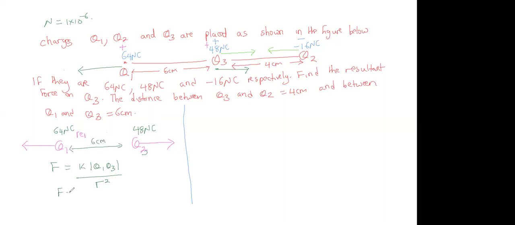So what am I going to do? I will say F is equal to K, which is 9 × 10^9, times Q1, which is 64 × 10^-6, times Q3, which is 48 × 10^-6, divided by the distance apart. The distance is 6 centimeters, but we always convert to meters. In one meter you have 100 centimeters, so you divide by 100. 6 divided by 100 yields 0.06. So I'll have 0.06 everything squared.